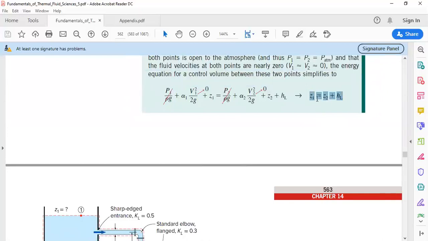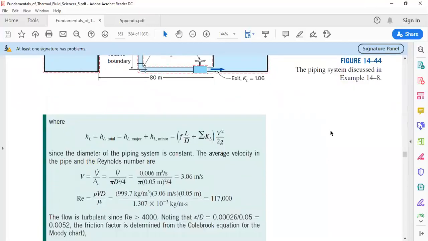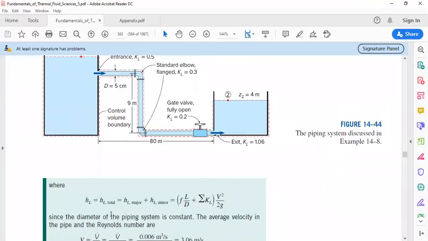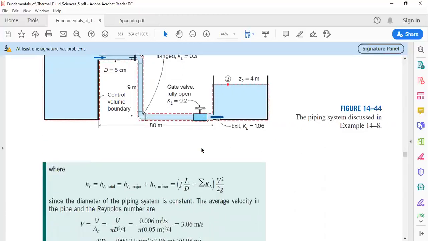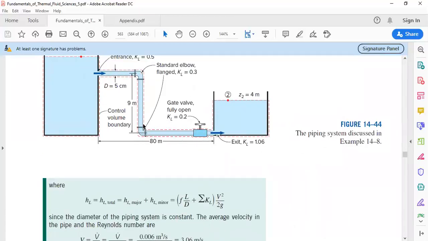We have Z2 and need to calculate Z1. We don't have HL yet. HL is the sum of the major and minor losses. In this example we have both, whereas in the previous examples we only had either minor or major losses. Here we have a pipe of specific length, so major losses due to friction in the pipe, and components, so minor losses. The pipe is of constant diameter, 5 centimeters, so there is no summation.